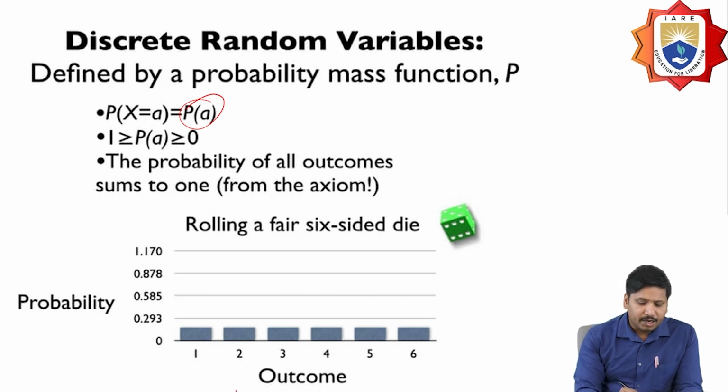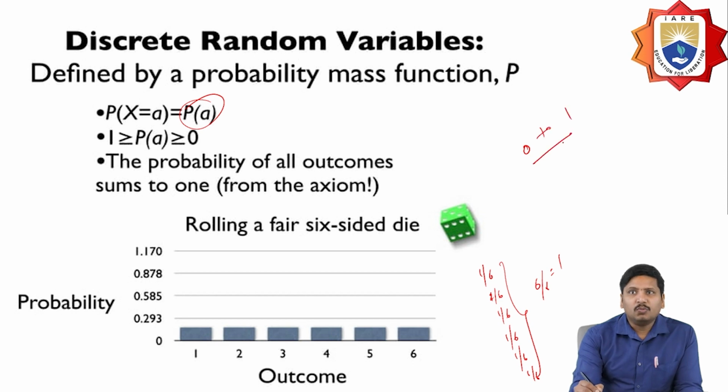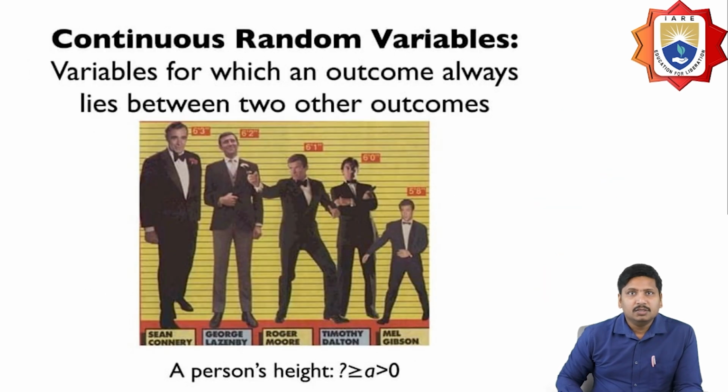So the probability of getting 1 is 1 by 6, and 2 is also 1 by 6, 3 also 1 by 6, 4 also 1 by 6, 5 and 6 also 1 by 6. So the sum is 6 by 6, that is 1. All these probabilities should lie between 0 and 1 only, for any kind of event. The discrete probability mass function is denoted as probability of x equal to a, and I can also write p of a.